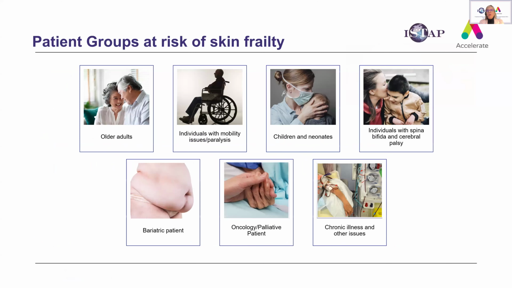Well, I've just added a few here for you to look at, but there's a range of people and you've hit on most of them. The older adults, that's one predictability we have 100%, that our skin is going to change as we age. But any individual with mobility issues, paralysis, our spinal cord clients and patients, children and neonates, individuals with spina bifida, cerebral palsy, the bariatric patient as well. Oncology and palliative patients are also at high risk for skin frailty, and anyone who has chronic illnesses or other health issues as well.